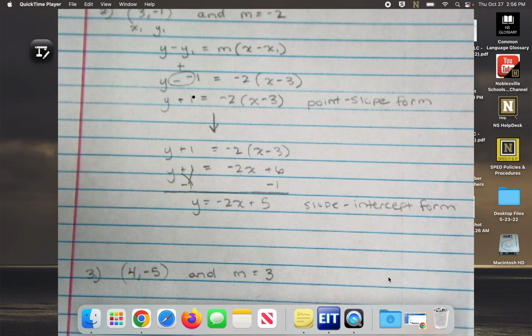Now we are on formulas. Let's write down our formula. Y minus y1 equals. Okay, let's compare.